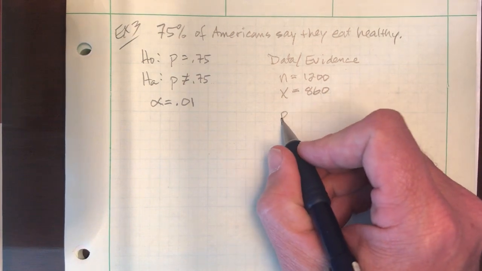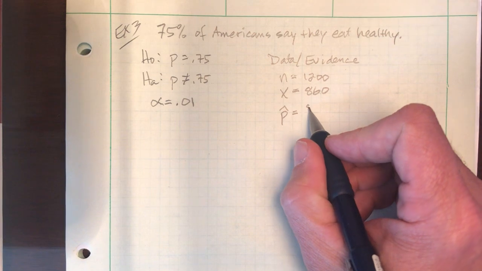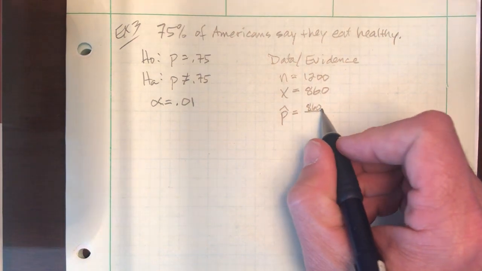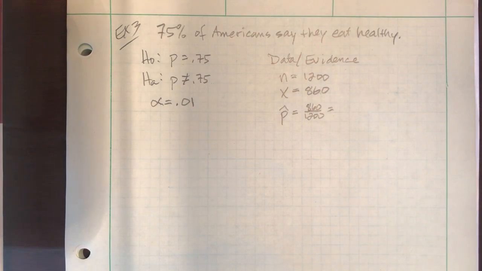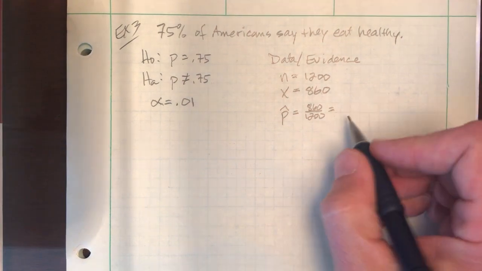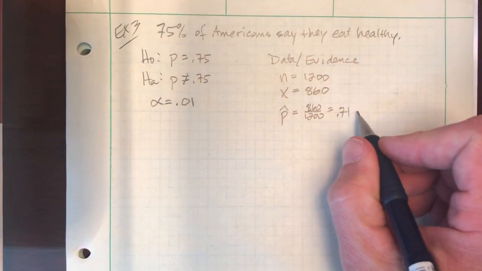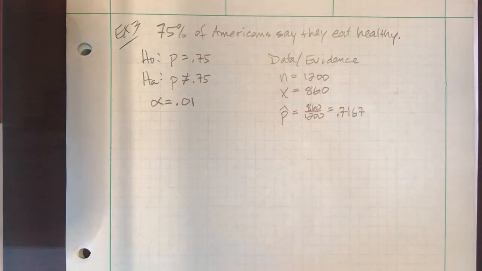What I need to do is convert that into a point estimate, a sample proportion. So let's take 860, divide by 1,200. Got my trusty calculator. And it looks like 0.71 and then 666 forever. So I'll just go to the fourth decimal place.